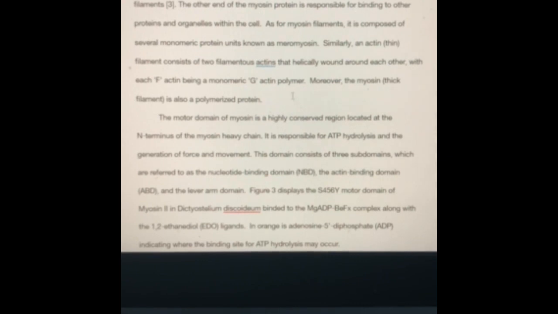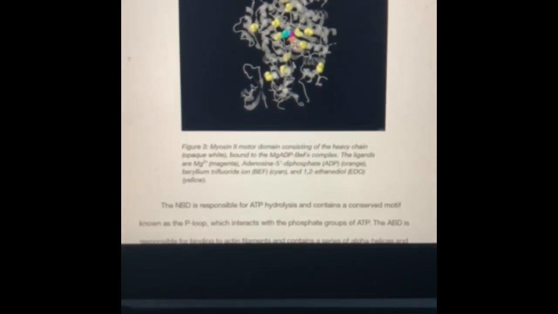We were able to determine that there are ligands in regards to our myosin 2, and we were able to display this using Jmol. The orange here is the adenosine 5 prime diphosphate, which is the ADP, so it can possibly be the area for ATP hydrolysis.